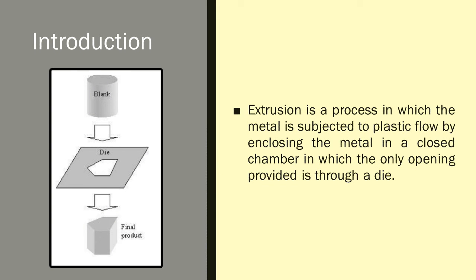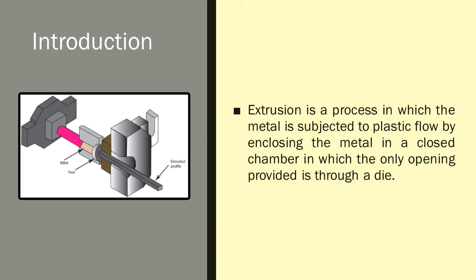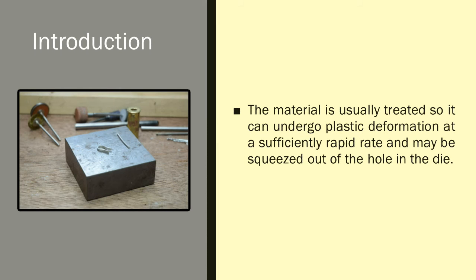Extrusion is a process in which the metal is subjected to plastic flow by enclosing the metal in a closed chamber in which the only opening provided is through a die. The material is usually treated so it can undergo plastic deformation at a sufficiently rapid rate and may be squeezed out of the hole in the die.